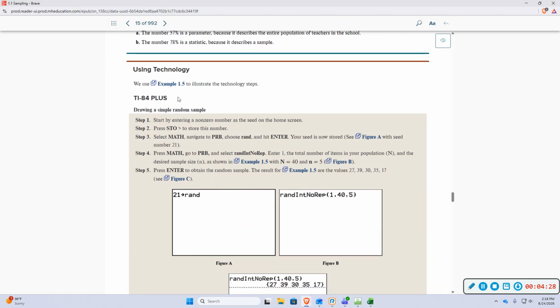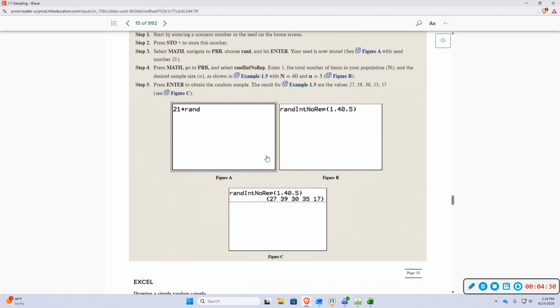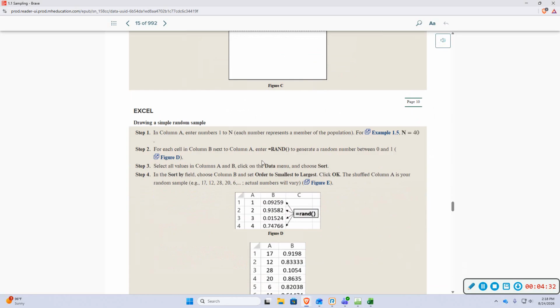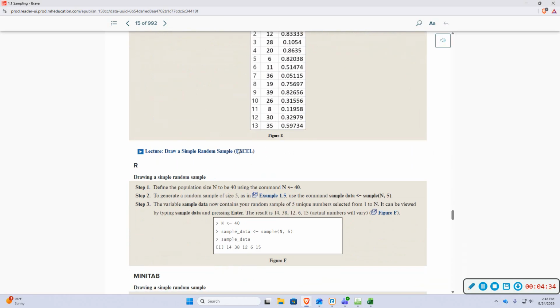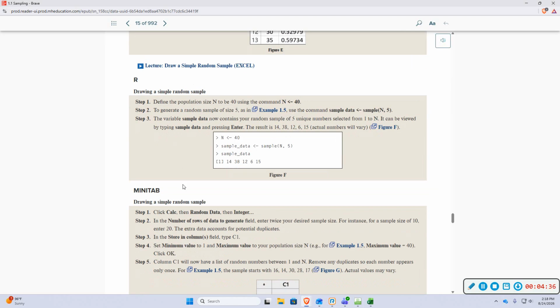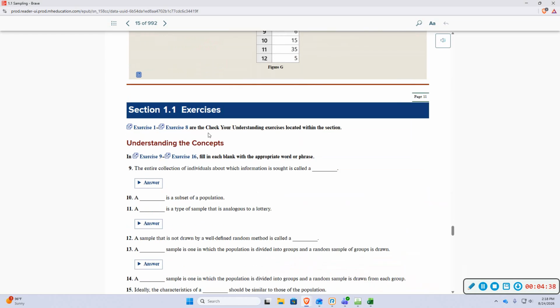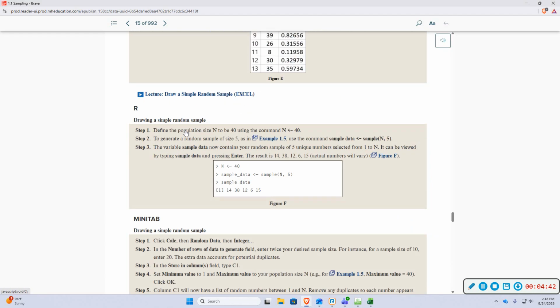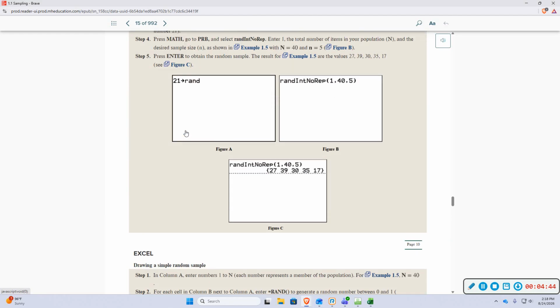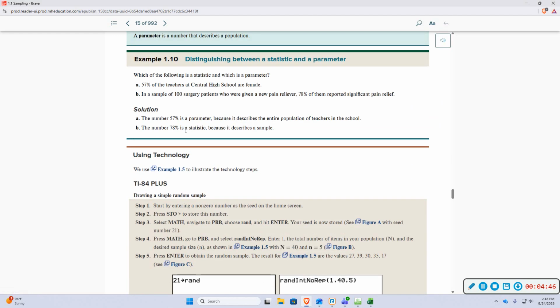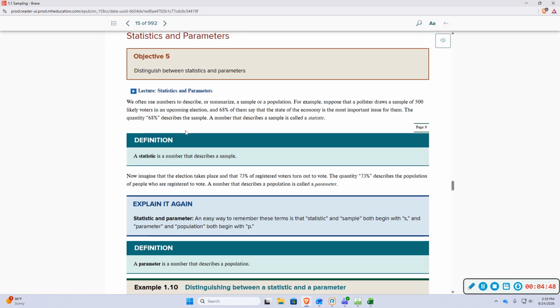And then you kind of see, again, some uses of technology, how to do that, how to do random sample in Excel, if you use the program R and Minitab. So you always get some little hints as far as those are concerned. But that is just a general overview of chapter 1.1 and some of the information that we're going to be seeing. Let's go ahead and jump into Aleks and do some practice problems.